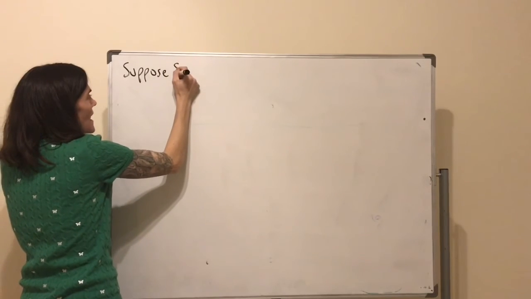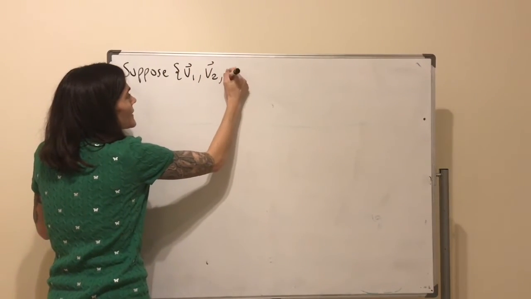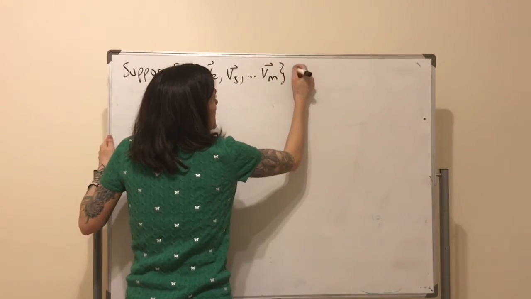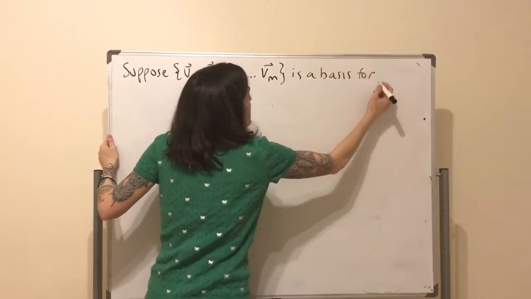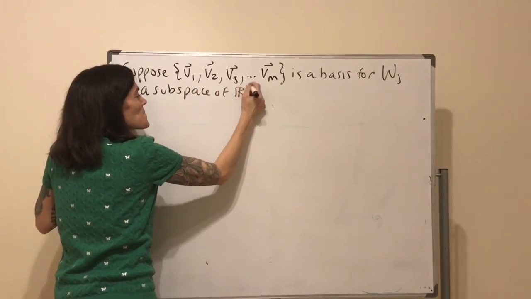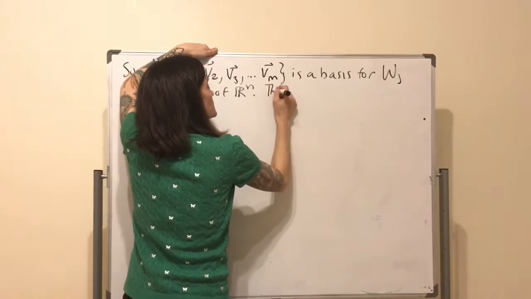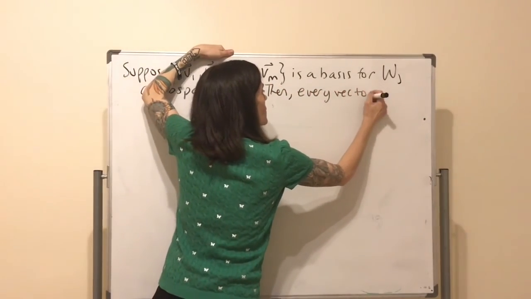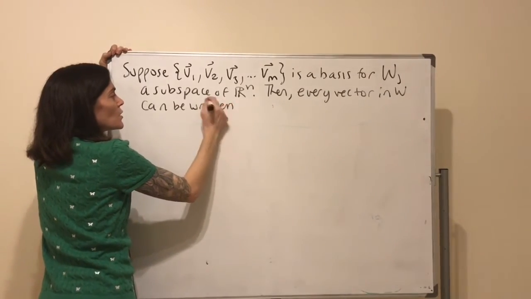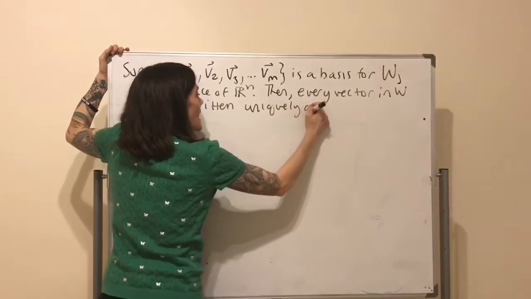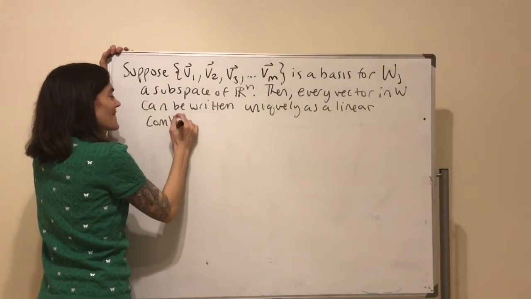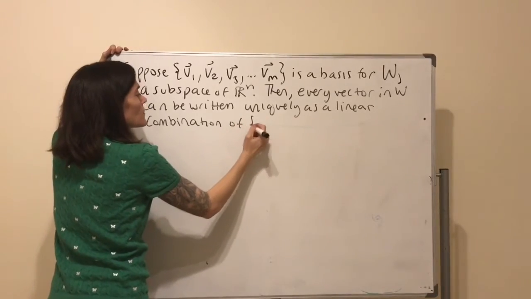Suppose we have, this is one reason why we love bases. So suppose V1 to Vm is a basis for W, a subspace of Rn. Well, then every vector in W can be written uniquely as a linear combination of these vectors.